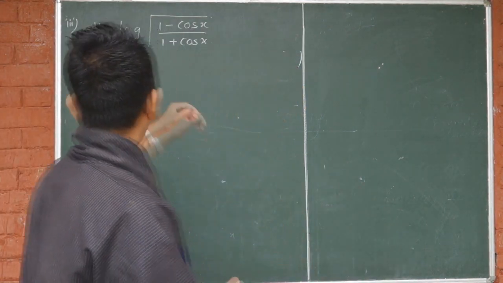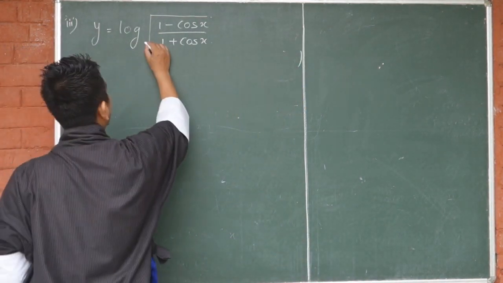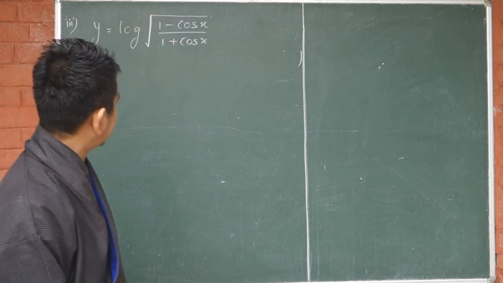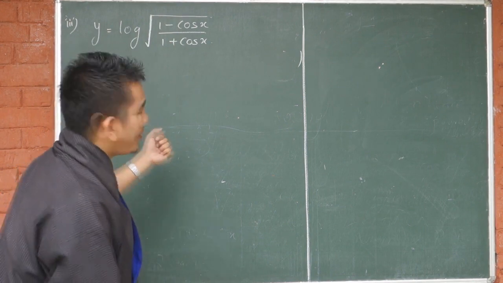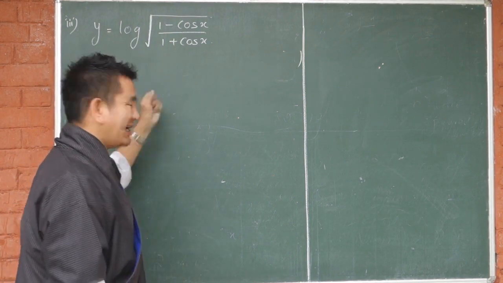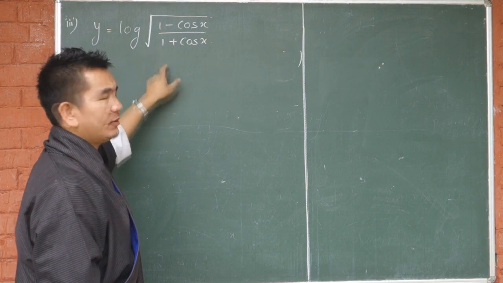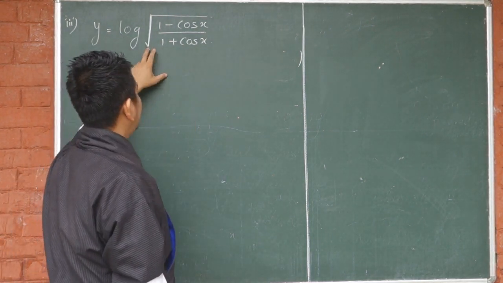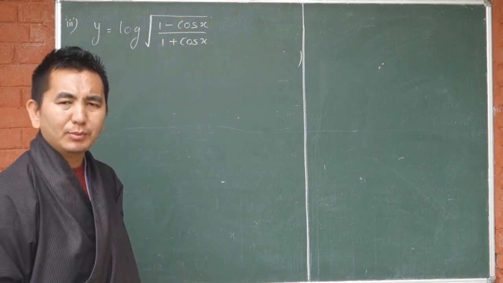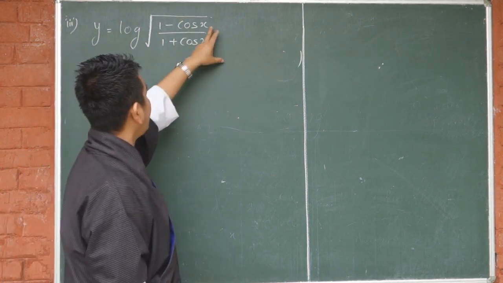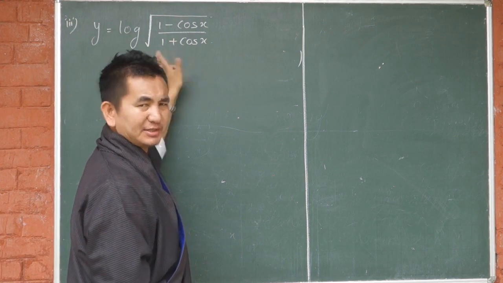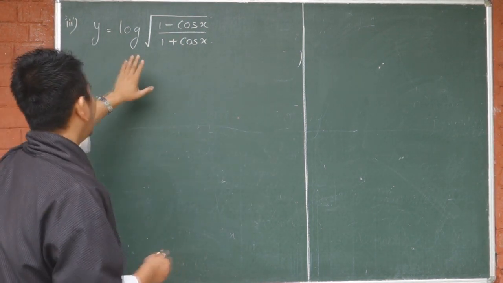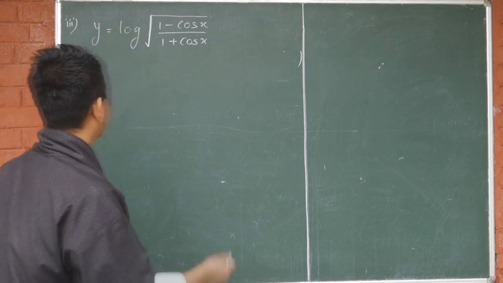So this question, y is equal to log of root of (1 minus cos x) divided by (1 plus cos x). You have the option, either you differentiate directly, but then it gets complicated, or the other way around is, you change this root to half and apply the logarithm law. Or another method is, you use the identities, then you differentiate later. Since we are dealing with the logarithm, let me go with applying the logarithmic law.